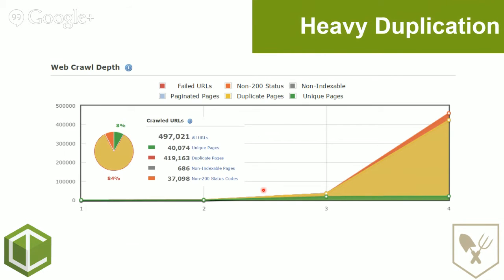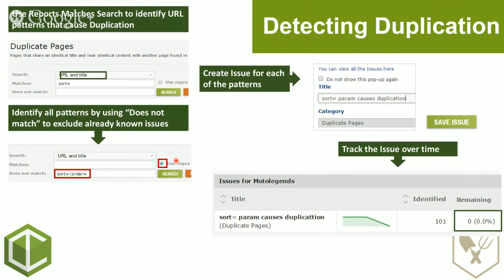The next example is very common: heavy duplication. This is the kind of graph you would see. Again, 500,000 URLs crawled, and just 40,000, less than 10% of them, were unique. Most of them were duplicated, which is exactly some of the issues Alec was describing before. How can you use DeepCrawl to detect and fix this duplication?